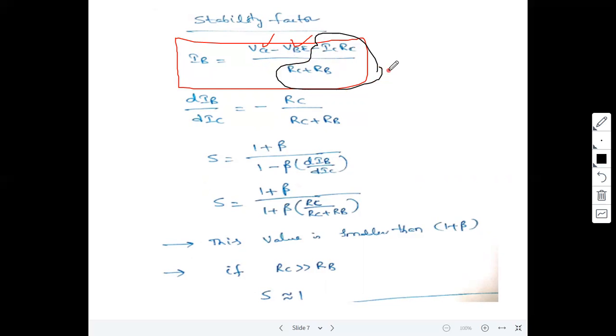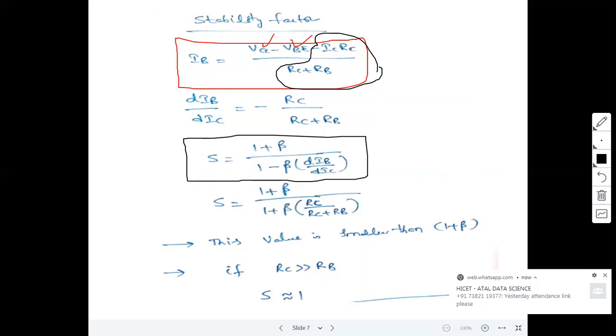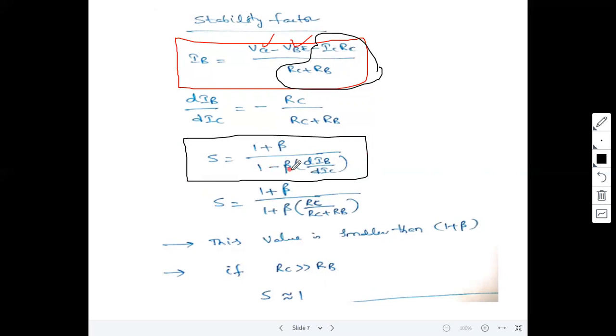IC RC by RC plus RB, right? Then dIB by dIC is equal to minus RC by RC plus RB. Then we know that this is the stability factor expression. S is equal to 1 plus beta by 1 minus beta into dIB by dIC. Then substitute here. Then the final expression is S is equal to 1 plus beta by 1 plus beta into RC by RC plus RB.